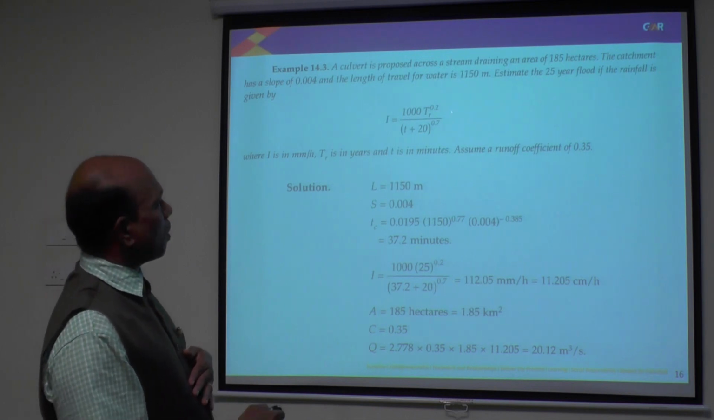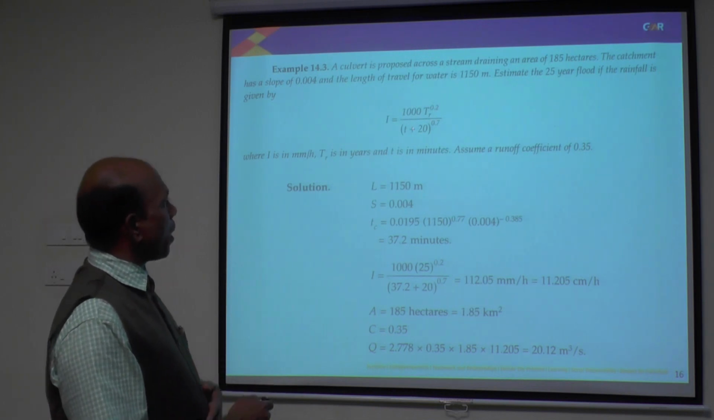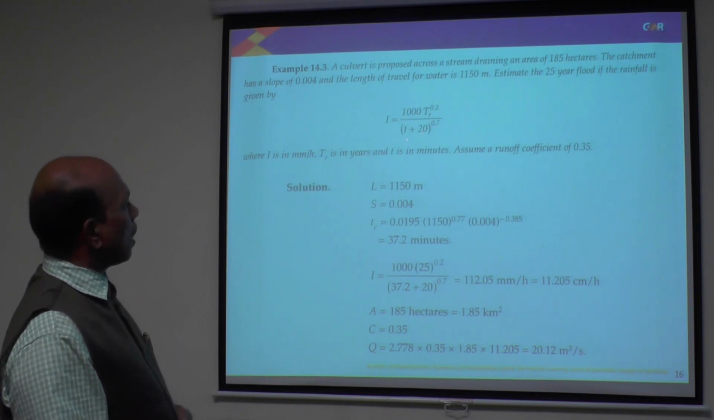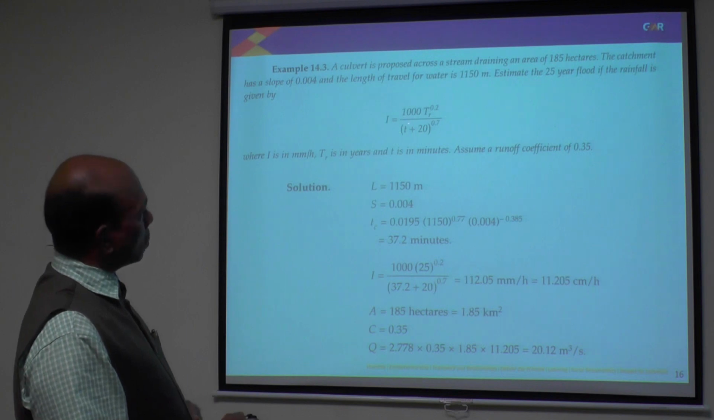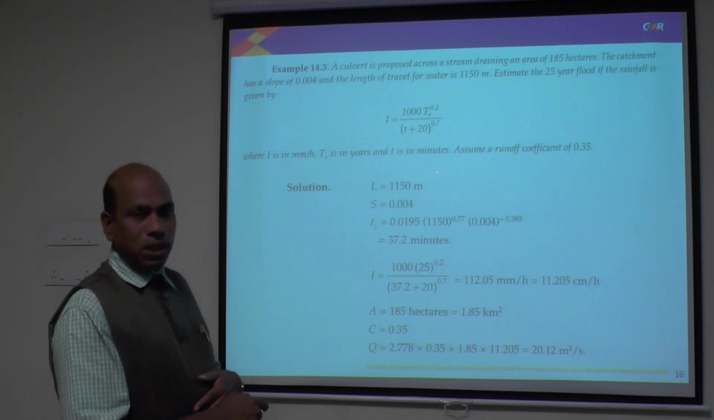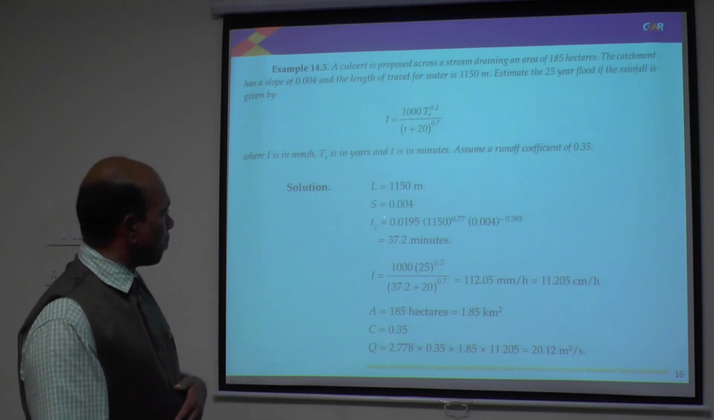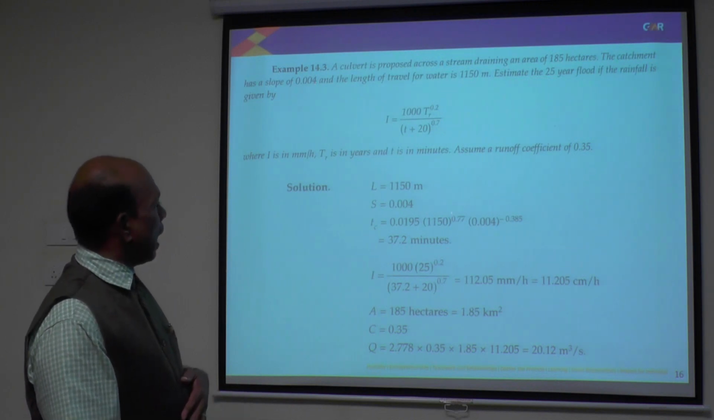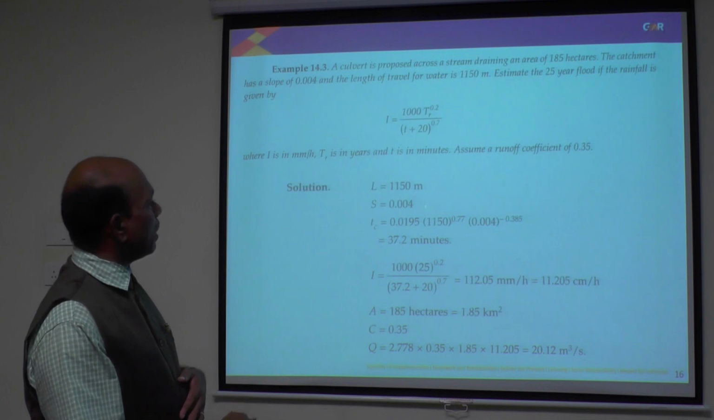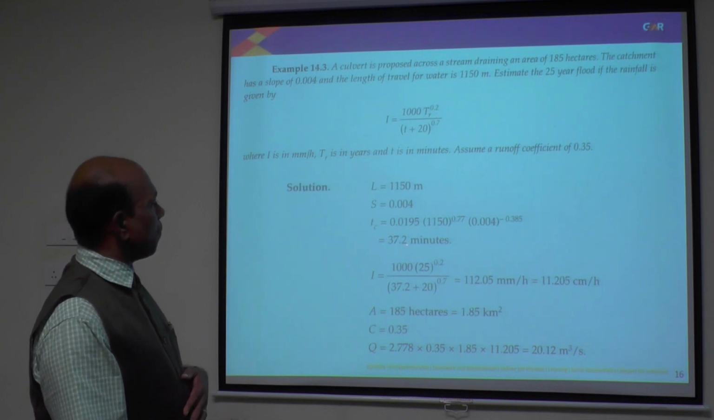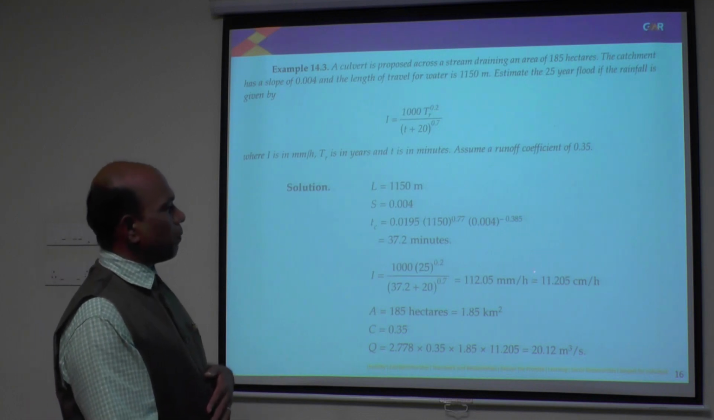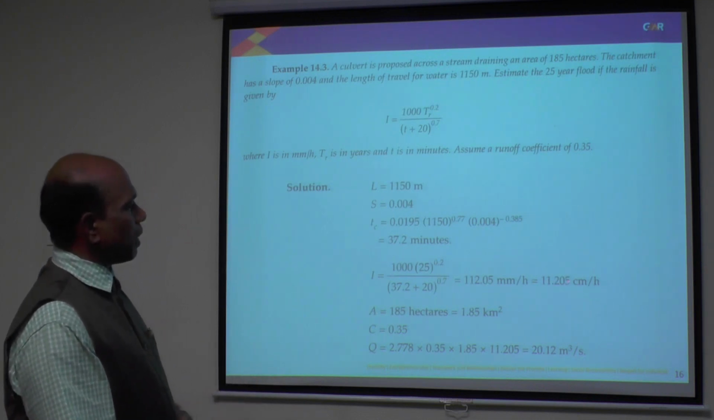Here also the rainfall formula is I equals 1000 TR power 0.2 divided by (T plus 20) power 0.7. Here T is not given directly, so we first estimate it by using the time of concentration formula. Here they have given S directly as 0.04, and the length of the catchment is also given. Then we have the value Tc. Once this value is substituted here, we have the intensity of rainfall as 11.205 centimeter per hour.